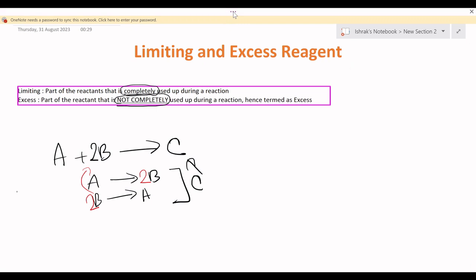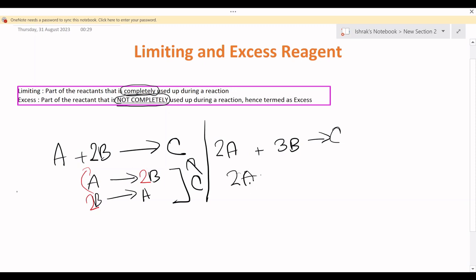Now, what about when things change a bit? Let's say now we have 2A plus 3B. This makes C again. And now what's going to be different here? So we can say to make 1C, we need 2A and 3B. So we need 3 over 2 times A for B. This is pretty basic maths, okay?